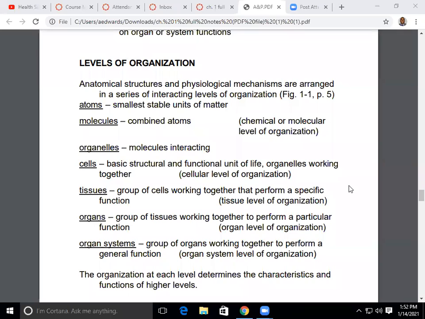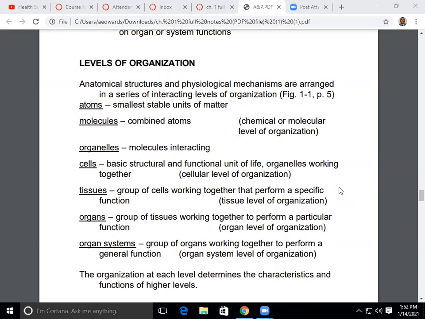All right, so let's come back in. So hopefully that at least gives you a way to know in your brain the different kinds of anatomy and physiology. So let's move on to levels of organization.